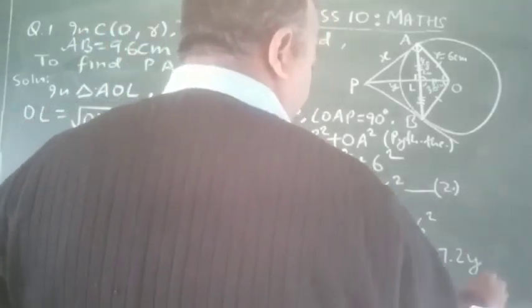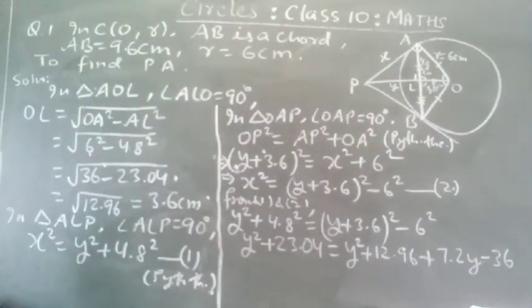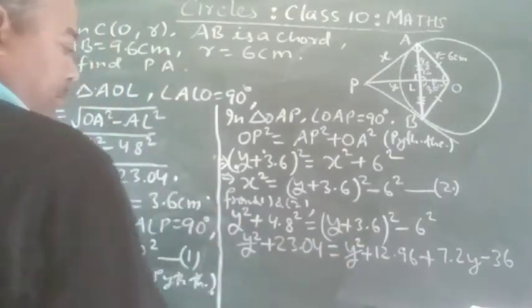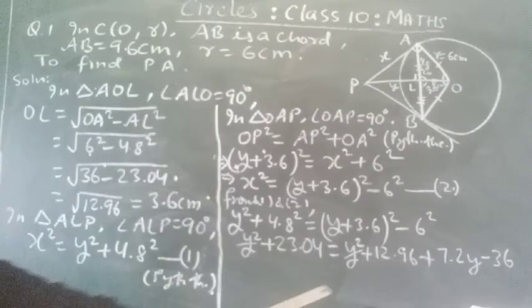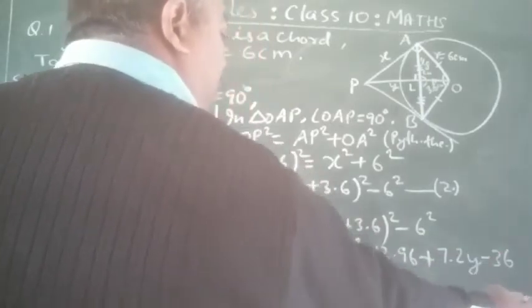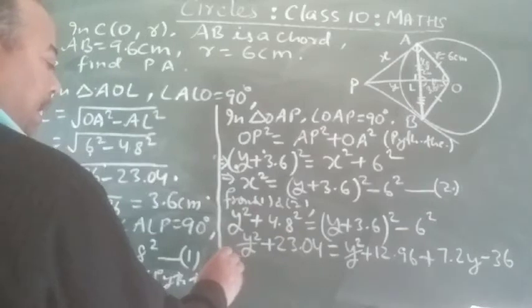7.2y minus 36. Y square will cancel. Now we have to find the value of y. We just keep 7.2y on one side, and all the numbers on this side. So I am writing 7.2y in the LHS.